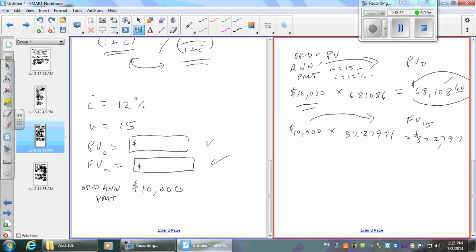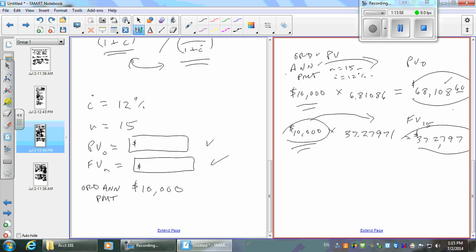Okay. If I'm the investor in the other one, what will the deal be? I'm putting in 10,000 every period, right? So I'm putting in 150,000, 10,000 at the end of each period for 15 periods. And how much will it grow to by the end? 372,797. And of course, we can always do the 68,000 times the future value single.